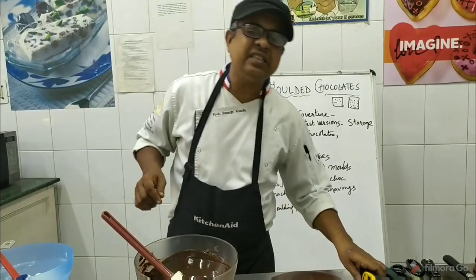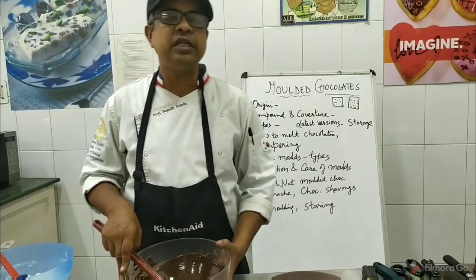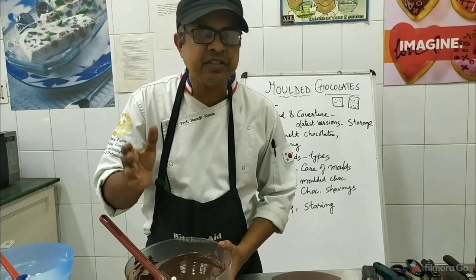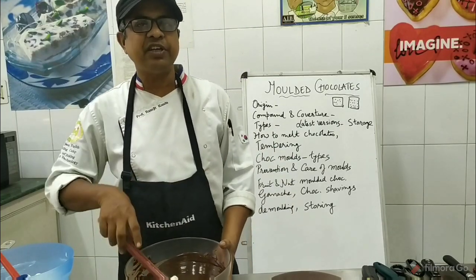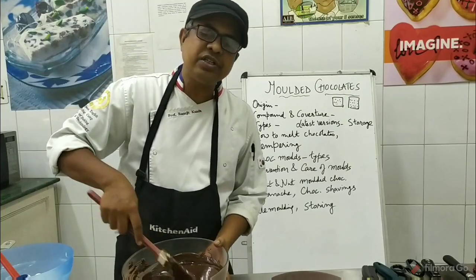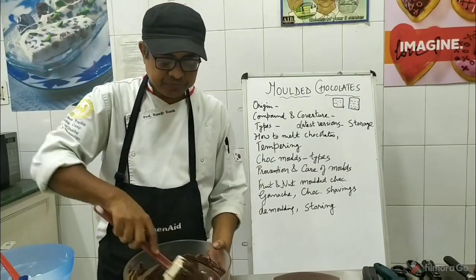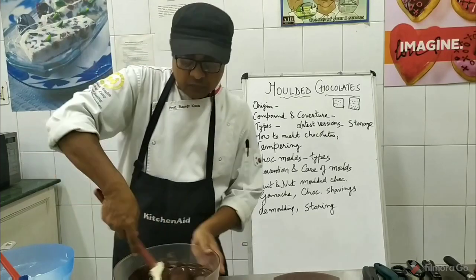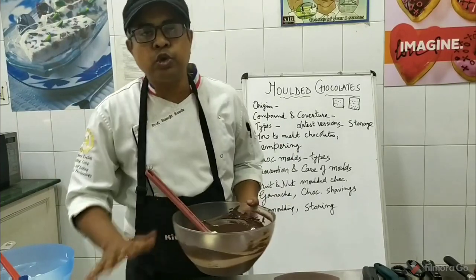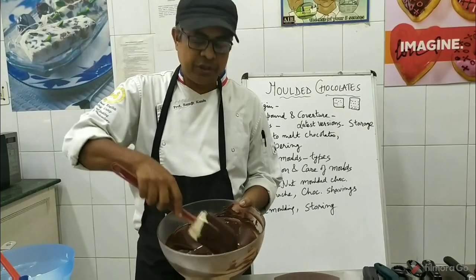So it says around 37 degrees centigrade. The original tempering will be something like 29 or 30 degrees. But since this is a compound chocolate, it is not much effective. But we have to understand what this tempering means. So here I am, of what I am supposed to do on the table, I can do it out here also.